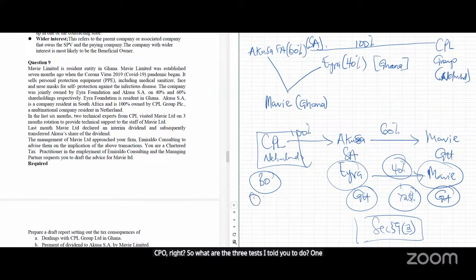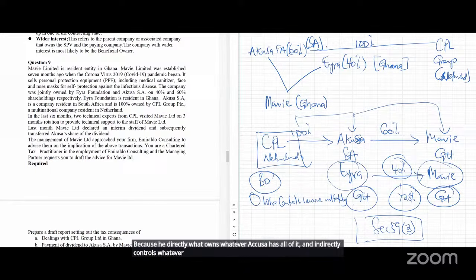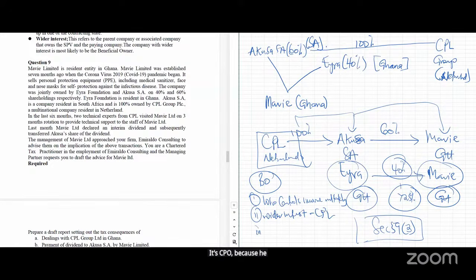One, who controls the income ultimately? It's CPL, because he directly owns whatever Akusa has, all of it, and indirectly controls whatever Mavi has. So he indirectly controls it. Who has a wider interest? CPL, because he owns 100%. And who has the narrow interest? Akusa. So it tells us that Akusa is simply what?